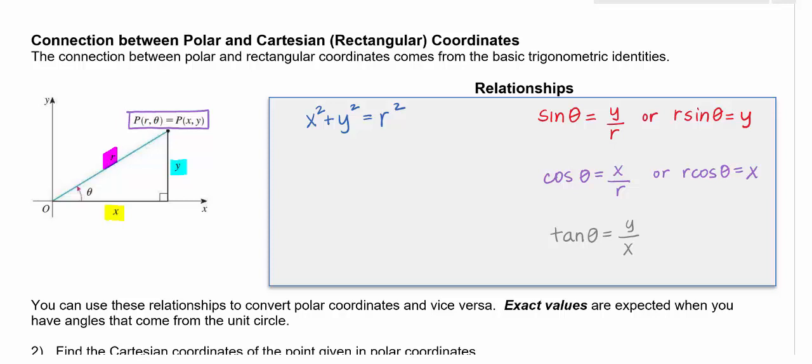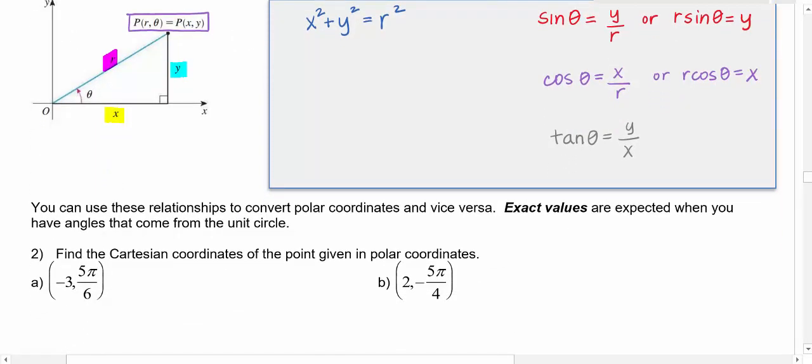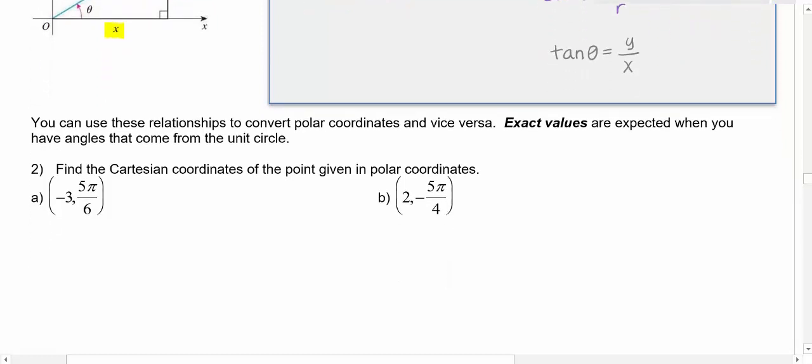That's pretty much what you're going to be using here. I'm not going to put any of the positive r to negative r stuff in there. So you can use these relationships to convert between polar coordinates and Cartesian and back and forth. Exact values are going to be expected if those angles come from the unit circle. So if you're talking about pi over 3, pi over 6, etc., you're going to be expected to keep those exact.